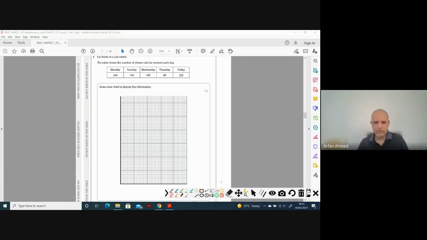Should be okay. So you always have frequency or the number on the side here. In this case, these numbers represent number of calls. Let's label it. And at the bottom, that's going to be the days. Yeah, make sure you label it. What does it go up to? 240 is the biggest one. See how many boxes we've got. 1, 2, 3, 4, 5, 6 big boxes.